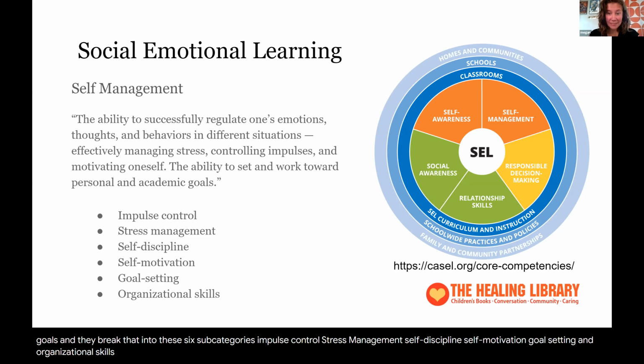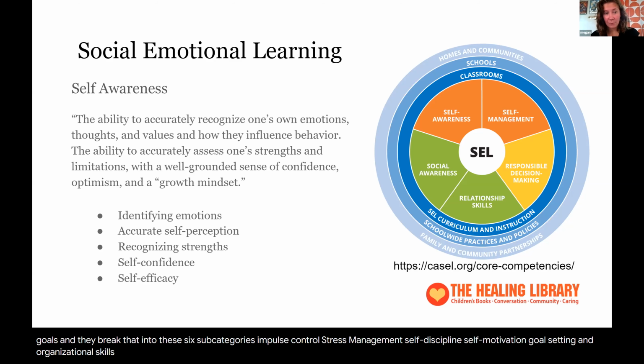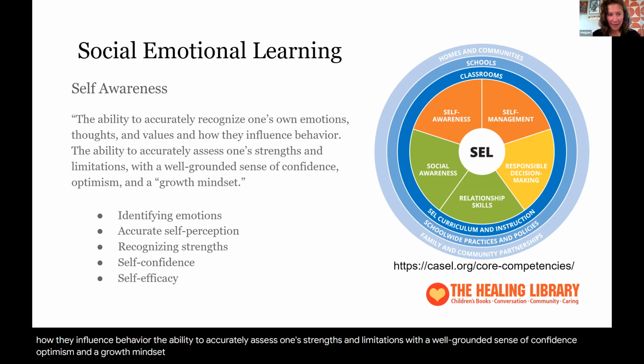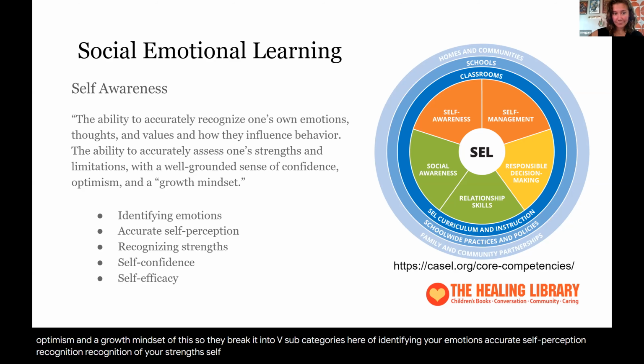The next competency is self-awareness, and they define it as the ability to accurately recognize one's own emotions, thoughts, and values, and how they influence behavior. The ability to accurately assess one's strengths and limitations with a well-grounded sense of confidence, optimism, and a growth mindset. I love this one. So they break it into 5 subcategories here of identifying your emotions, accurate self-perception, recognition of your strengths, self-confidence, and self-efficacy.